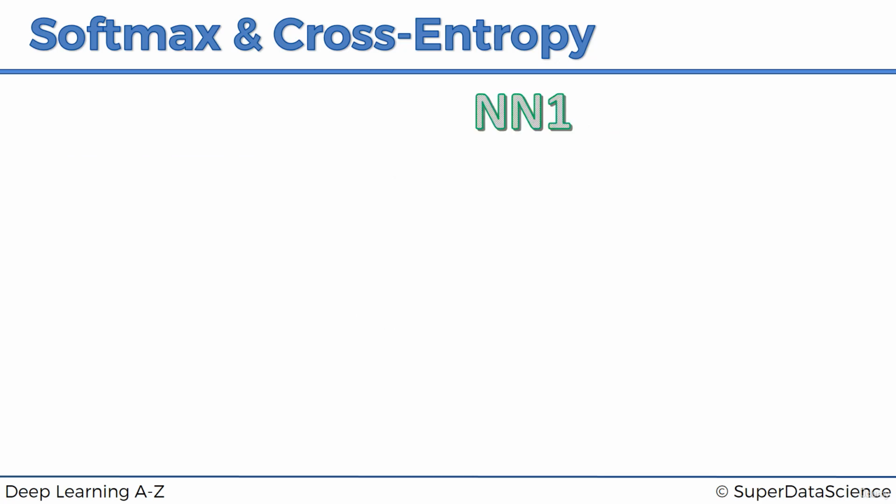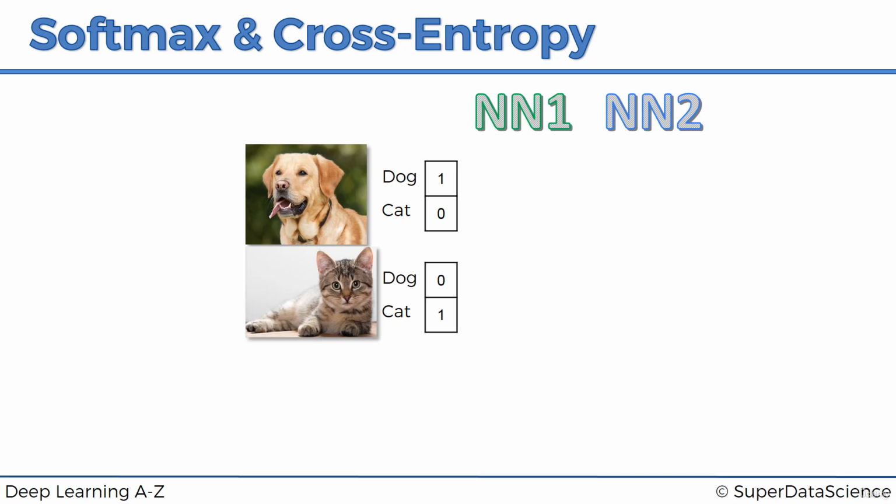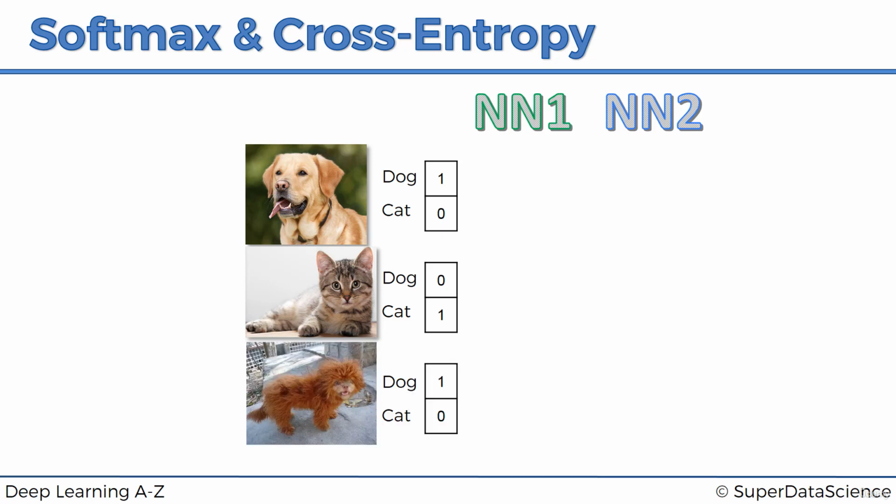So here's a neural net, and this will also explain why we're looking at different cost functions. Let's say we have two neural networks, neural network 1 and neural network 2, and we pass an image of a dog. We know that this is a dog and not a cat. Then we have another image of a cat, and it's a cat, not a dog. And here we have a weird looking animal, which is in fact a dog, not a cat, if you look very closely. So we want to see what our neural networks will predict.